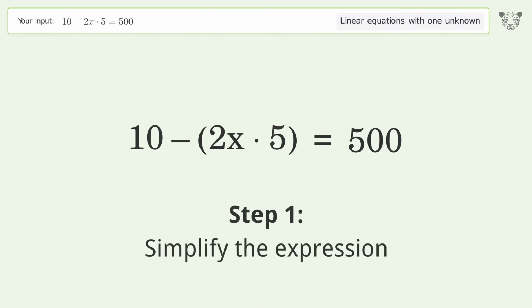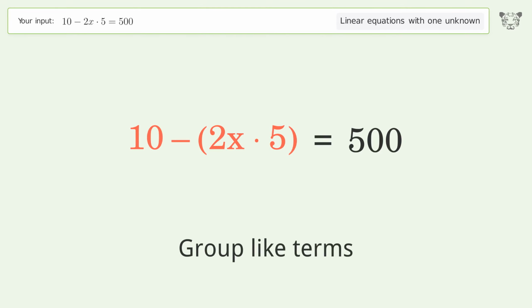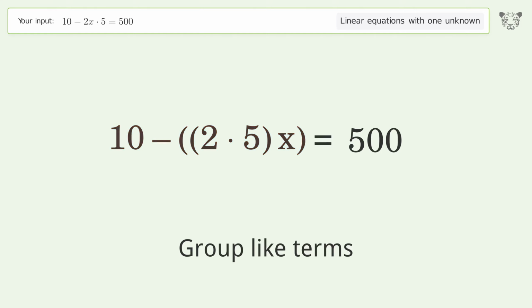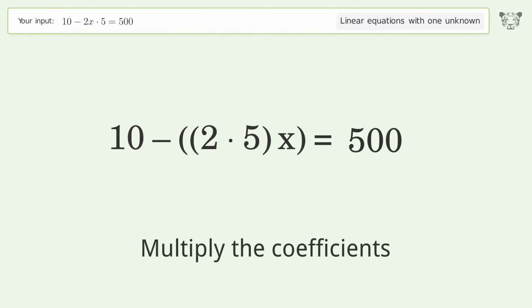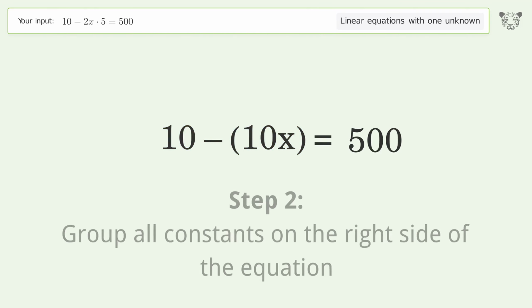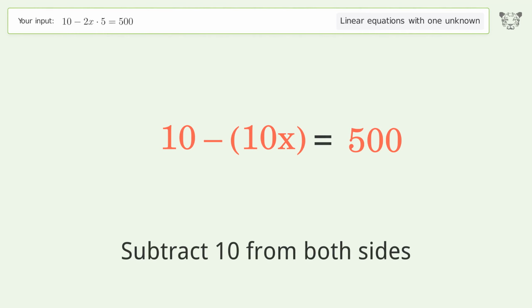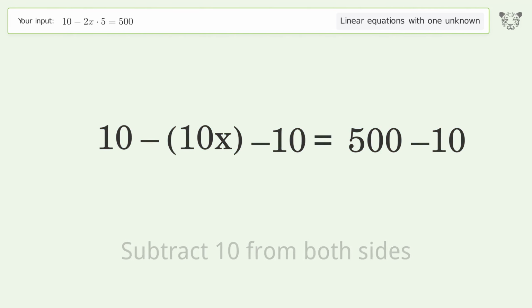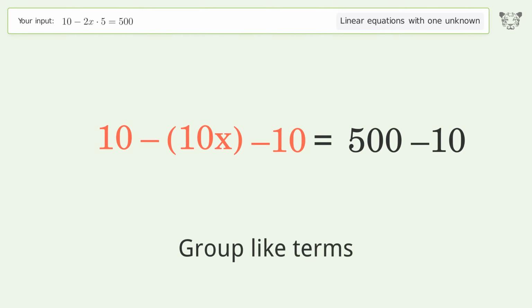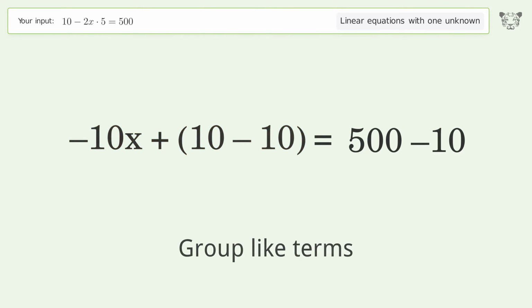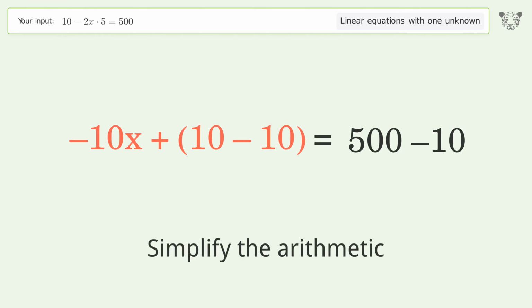Simplify the expression. Group like terms. Multiply the coefficients. Group all constants on the right side of the equation. Subtract 10 from both sides. Group like terms. Simplify the arithmetic.